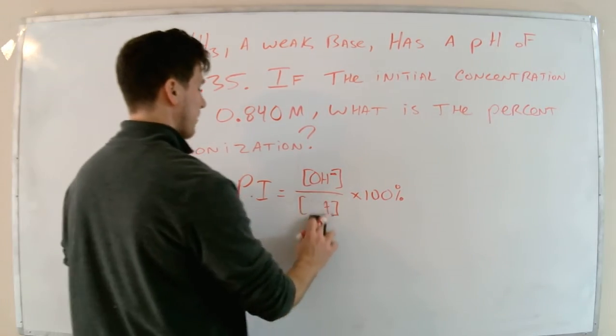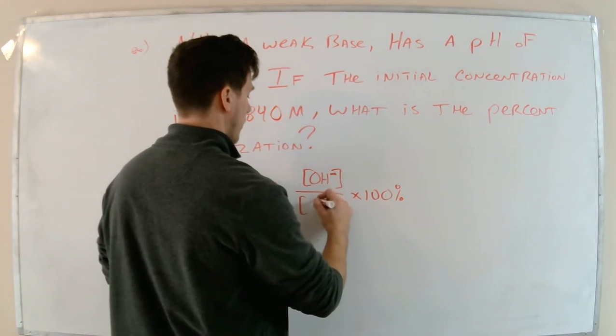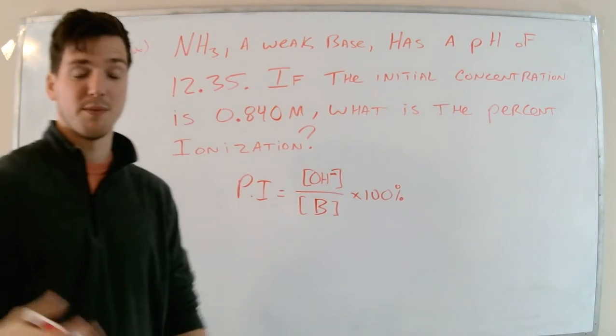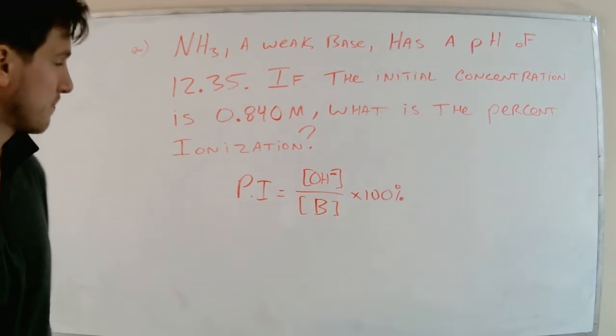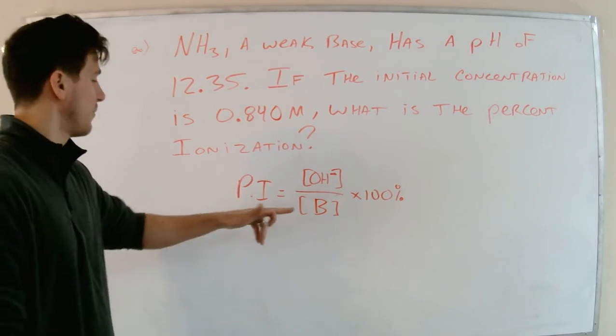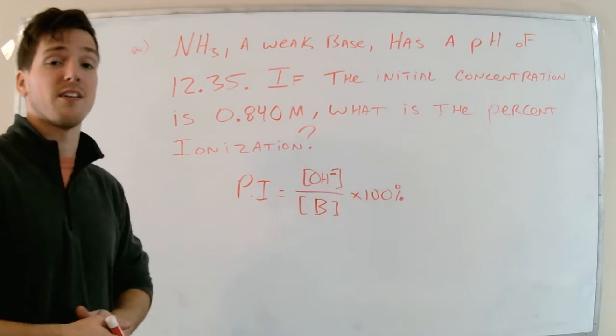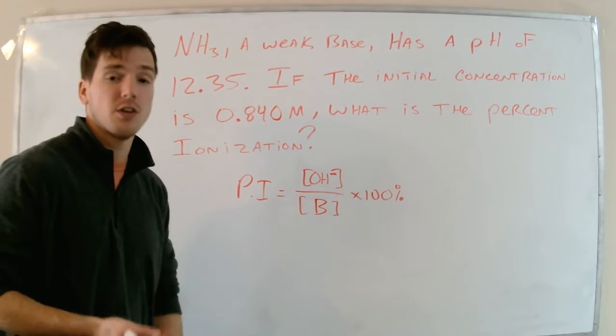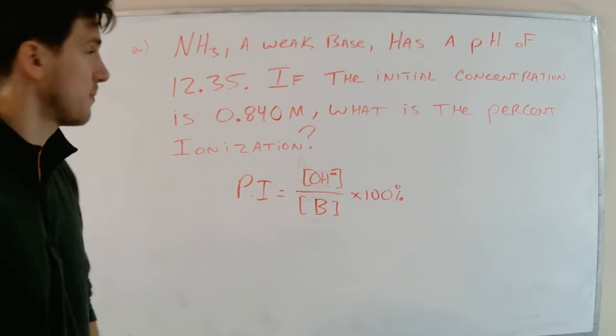And we're not caring about HA anymore. We're caring about the base, which is symbolized simply as B, which is nice. So we just need the concentration of OH minus and the concentration of the base. That's what we've got to find now. So now we're not dealing with terms of acid, we're dealing with terms of base.